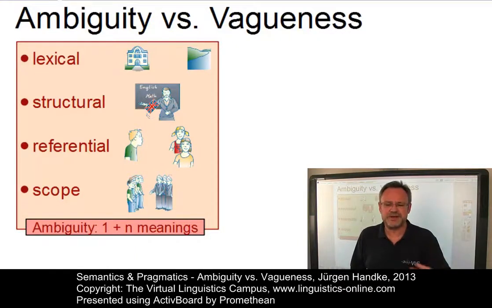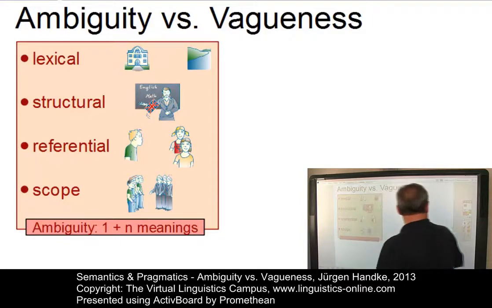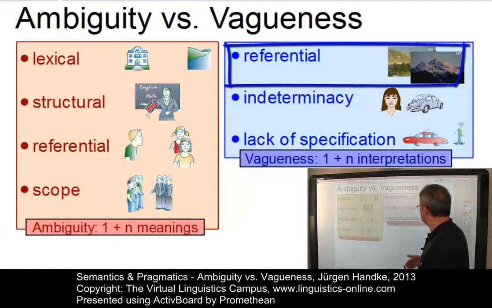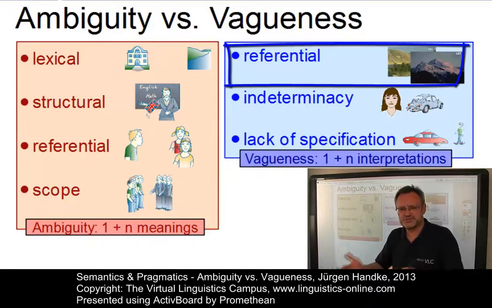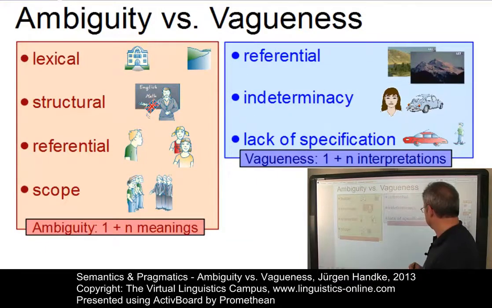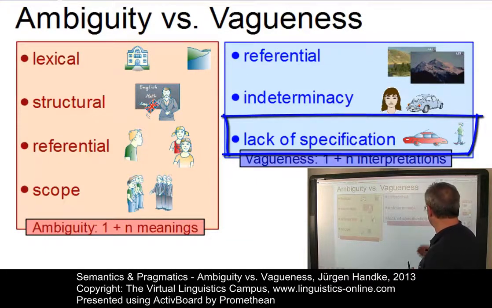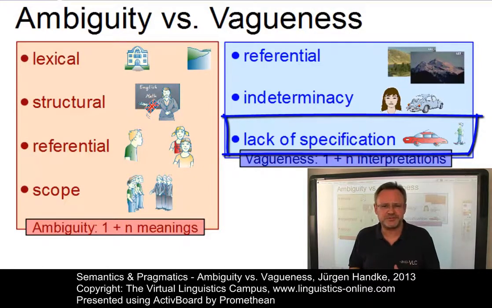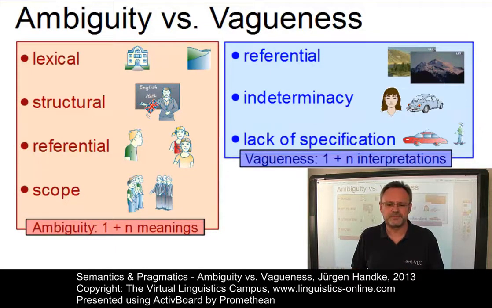Vagueness, by contrast, is defined as the phenomenon of one linguistic item allowing several interpretations. Here are the main examples. Referential vagueness. You know the difference between hills versus mountains. We discussed that in the vagueness e-lecture. Indeterminacy of meaning. Linda's car. Is she the owner? And lack of specification, which you can find in verbs of motion such as go, which is not precisely specified as to what sort of vehicle you used or how you moved.